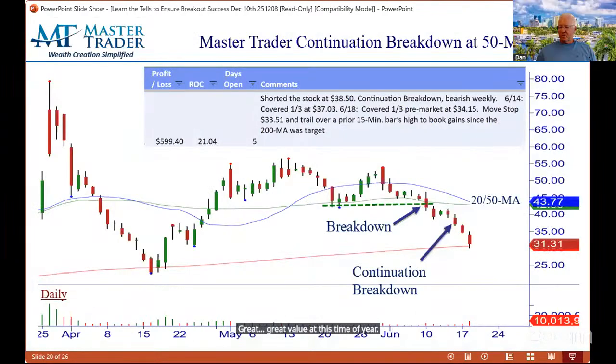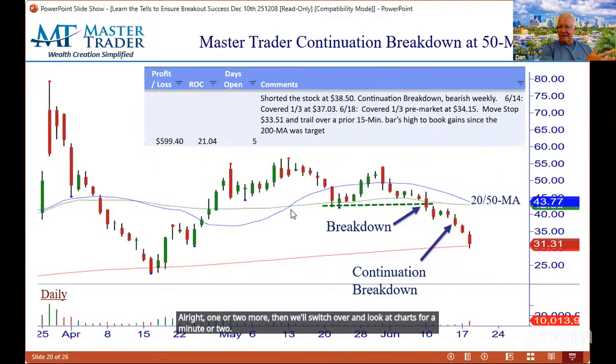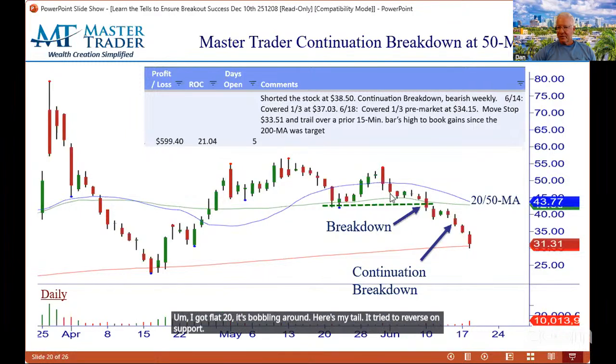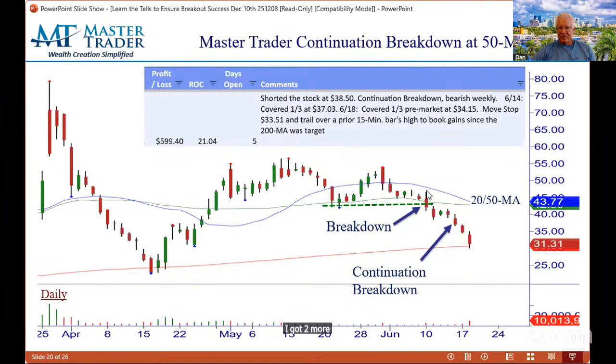All right, one or two more, then we'll switch over and look at charts for a minute or two. I got flat 20, it's bobbling around. Here's my tail. It tried to reverse on support. I got two more sideways bars. I got a range expansion, closing breakdown. I got a price void. You just hit the button.